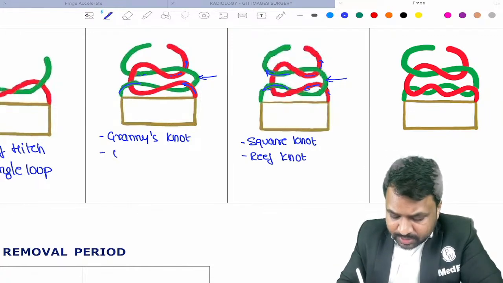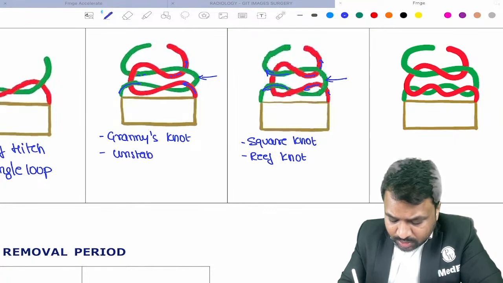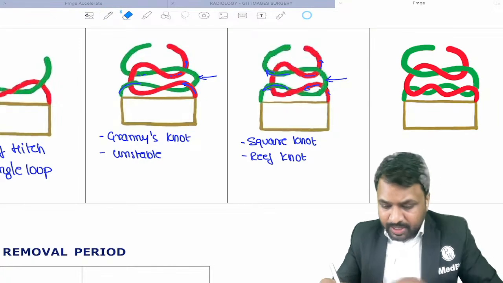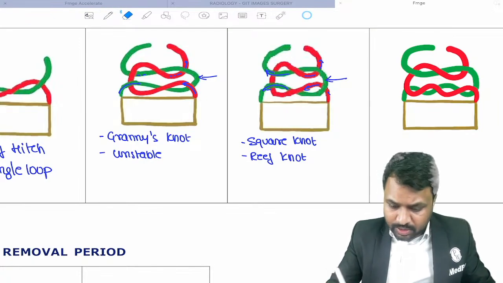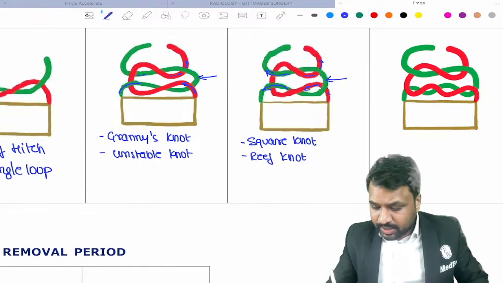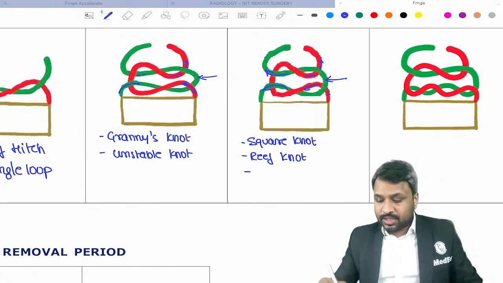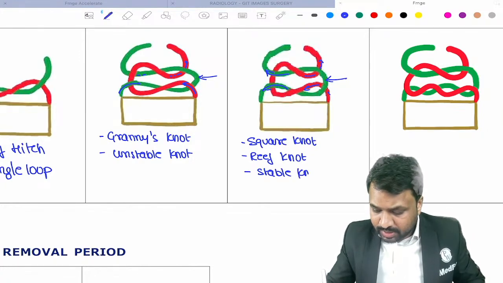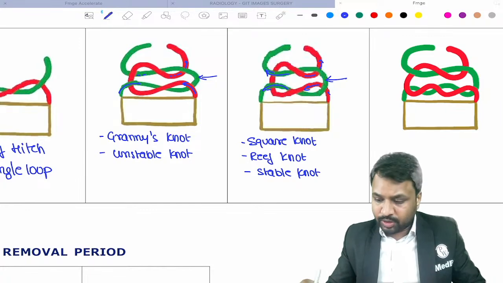The granny's knot is an unstable knot. Granny's knot is an example of an unstable knot. Whereas when you talk about the square knot or a reef knot, this is an example of a stable knot.